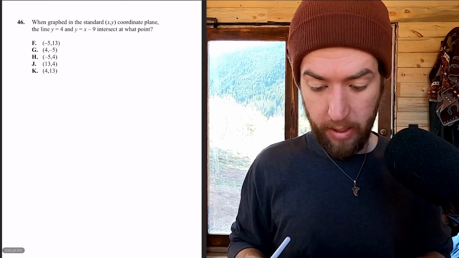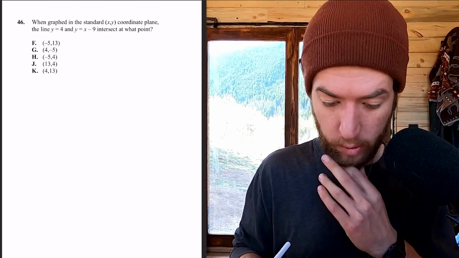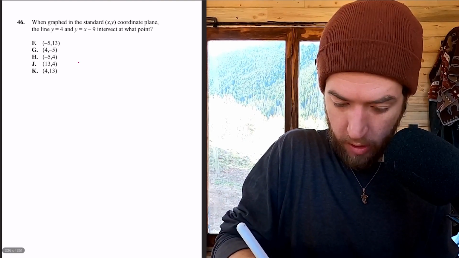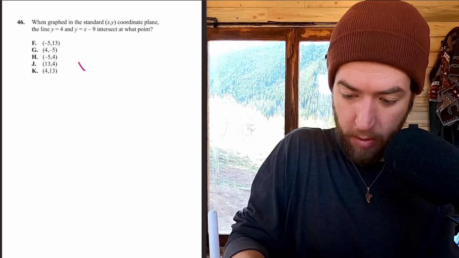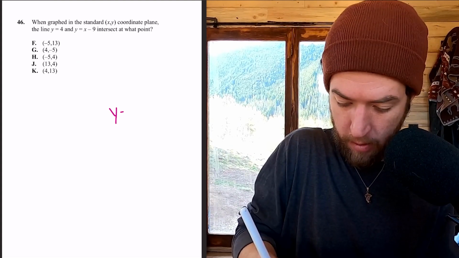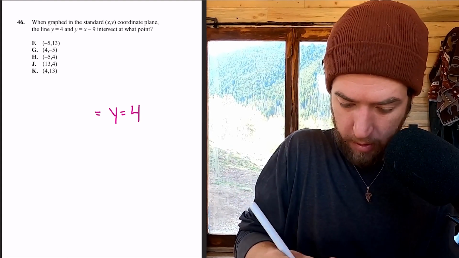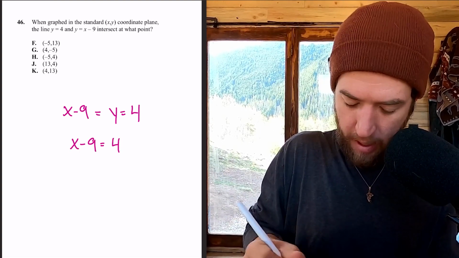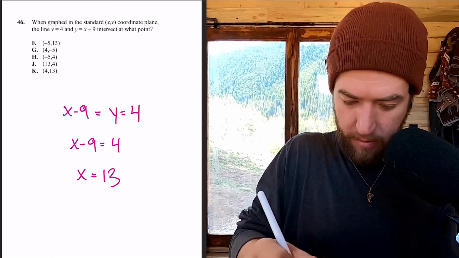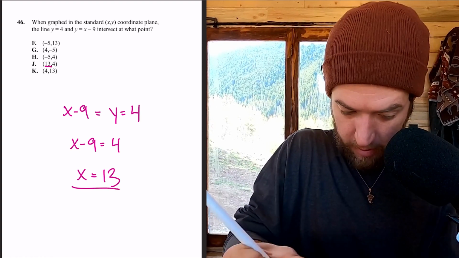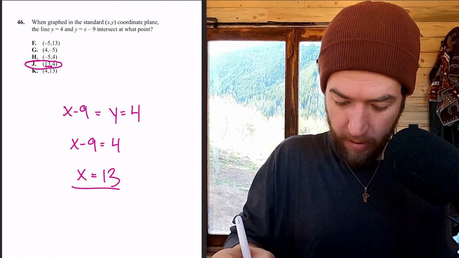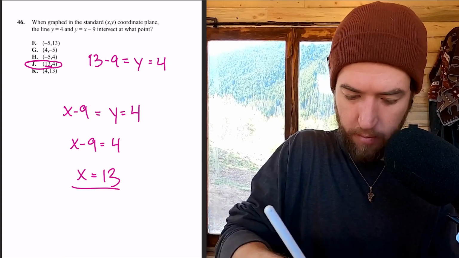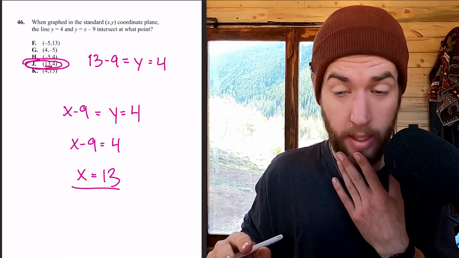Okay. When graphed in the standard XY coordinate plane, the line y equals 4 and y equals x minus 9 intersect at what point? So where are these y values equal to each other? So we have y equals 4 and we have y equals x minus 9. So my question is, where does x minus 9 equal 4? Add 9 to both sides, x equals 13. So the x value is 13. That looks like it's our only possible answer. And then if we just try it really quick, 13 minus 9 equals y. Hey, that's 4. So the y coordinate works as well. Answer J. And on to the next.